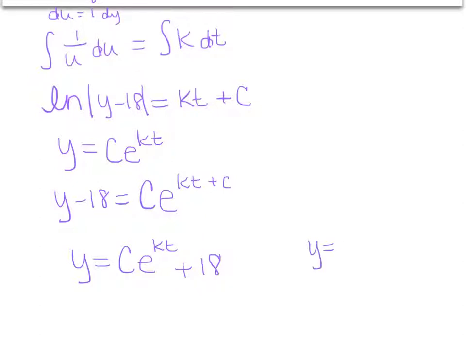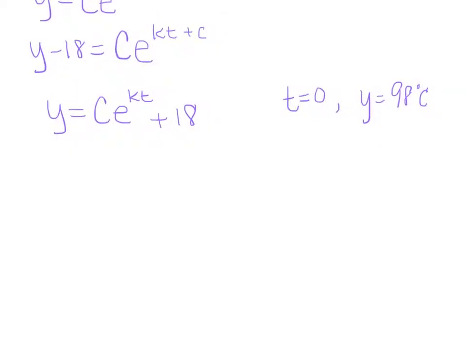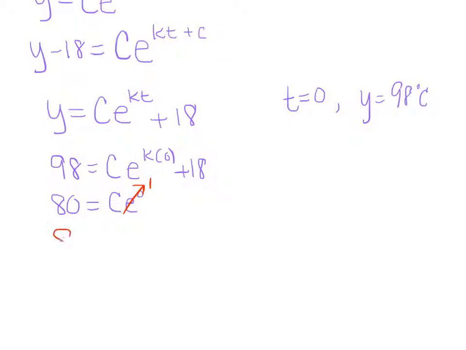If you recall, we were given that t equals 0. So at time 0, the temperature of that egg was 98 degrees Celsius. If I plug those in, I end up with 98 is equal to c e to the k times 0, plus 18. If I subtract 18 from both sides, I have 80 equals c e raised to the power of 0, which we know goes to 1. So I have 80 equals c. When I plug that back in, I now have y equals 80e to the kt plus 18.